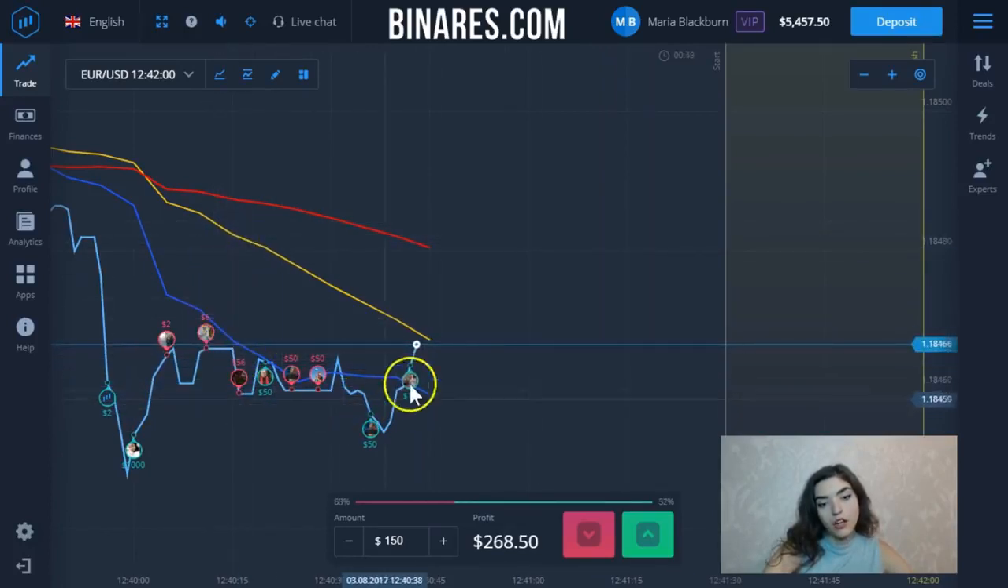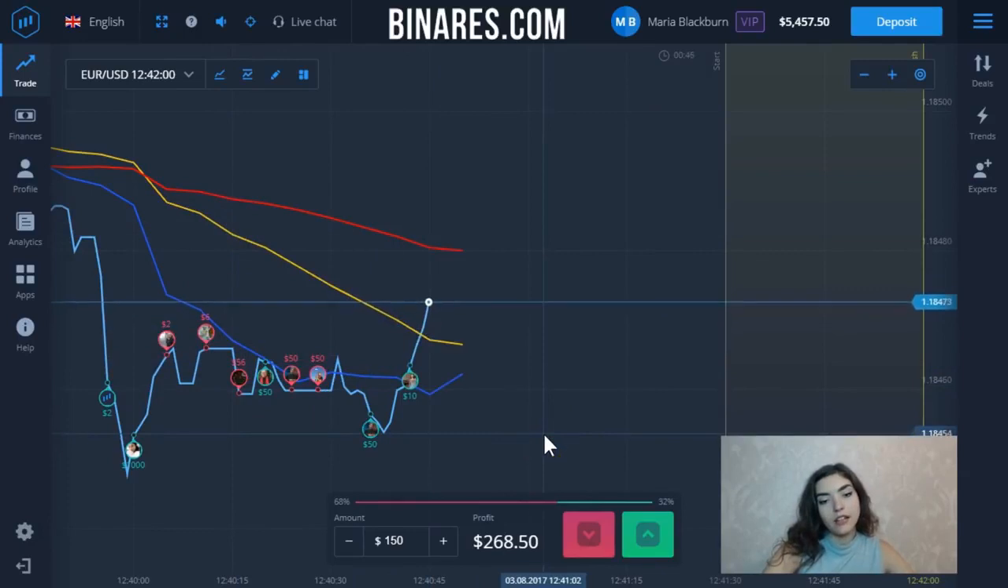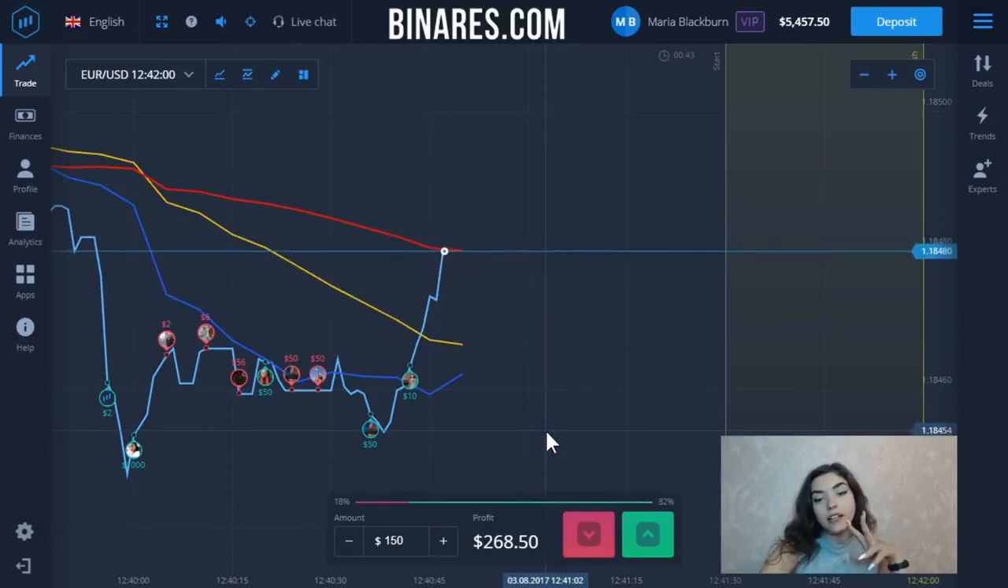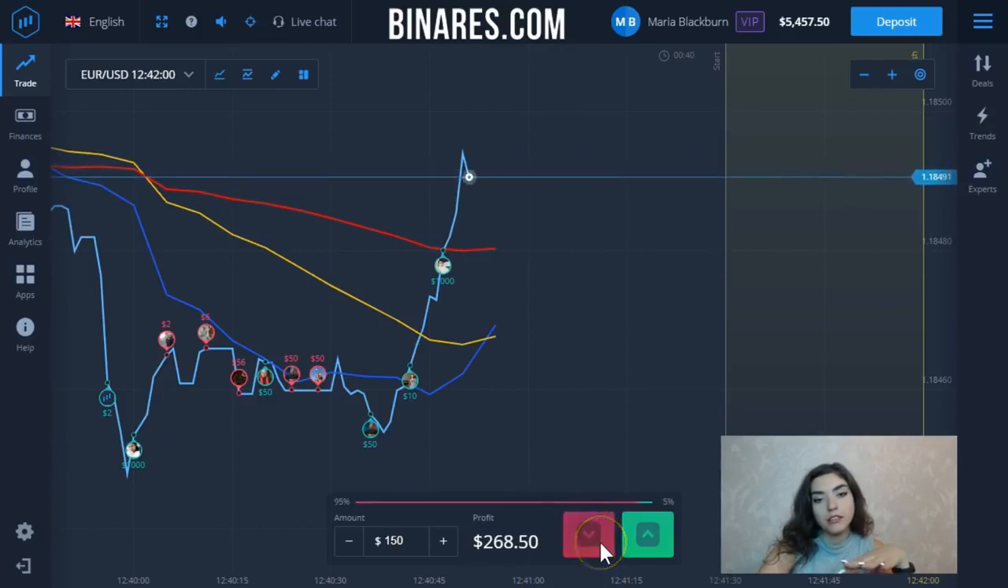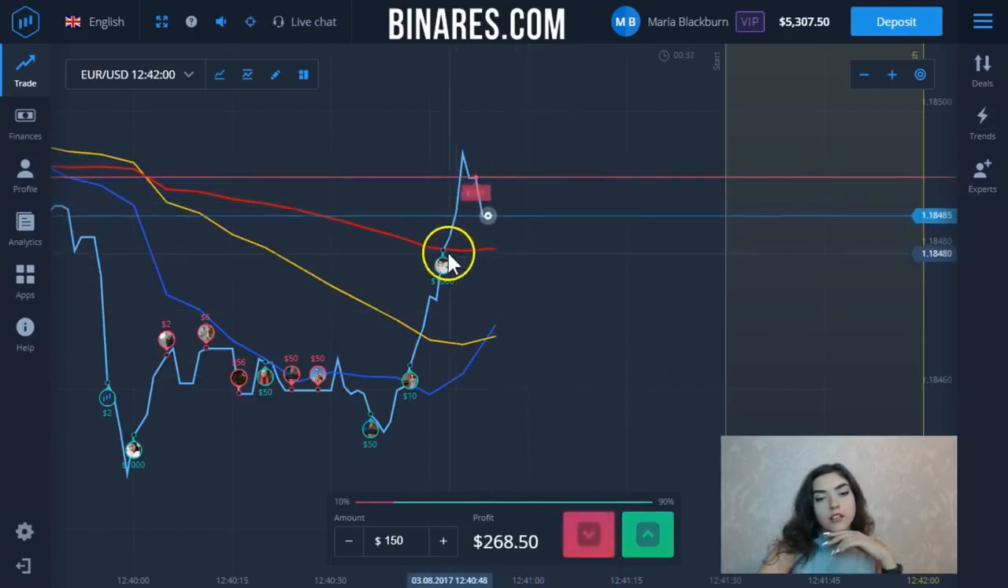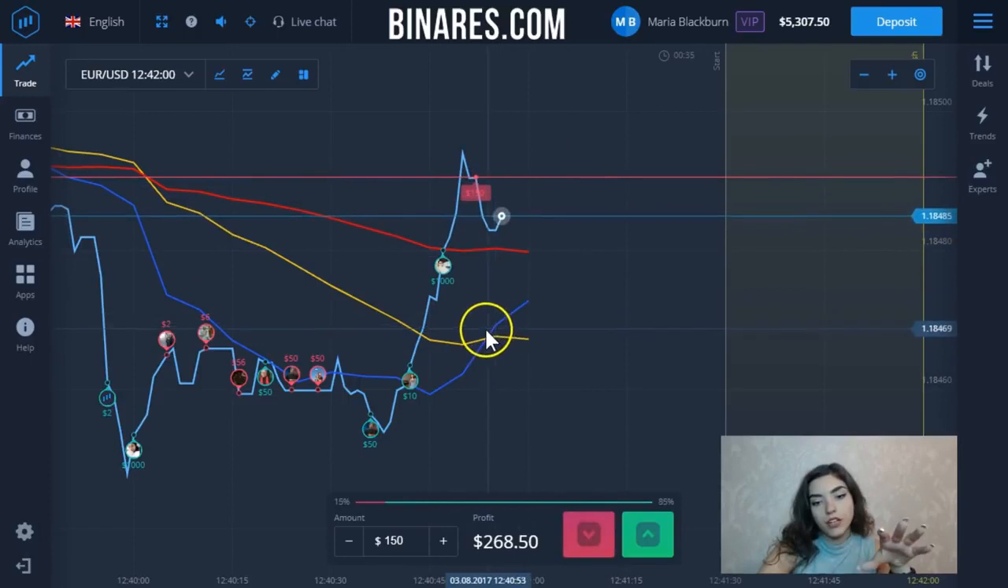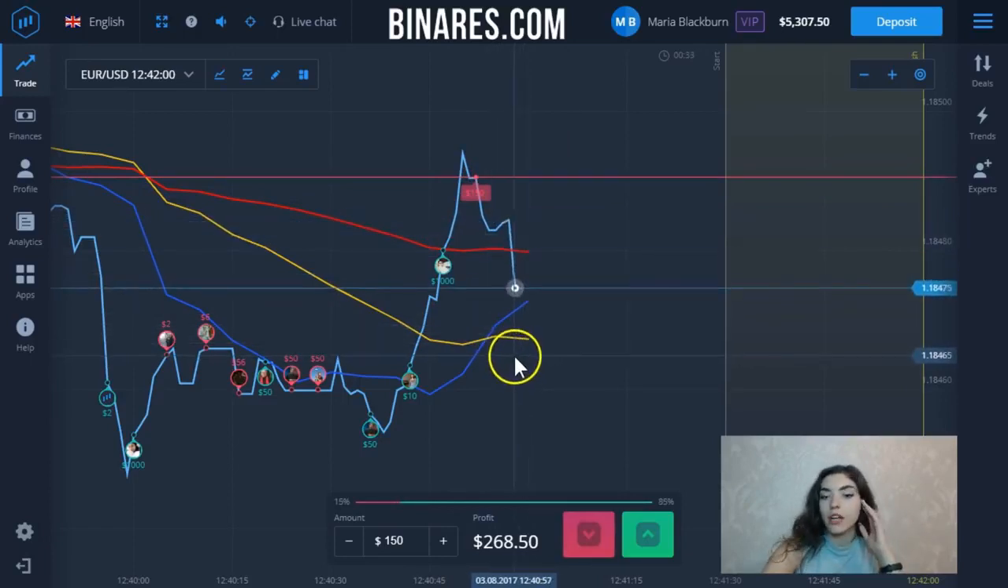Okay, so right now we see that the yellow line and blue line are getting closer to each other and they are below the red line. So here is the intersection and I've just made my investment.